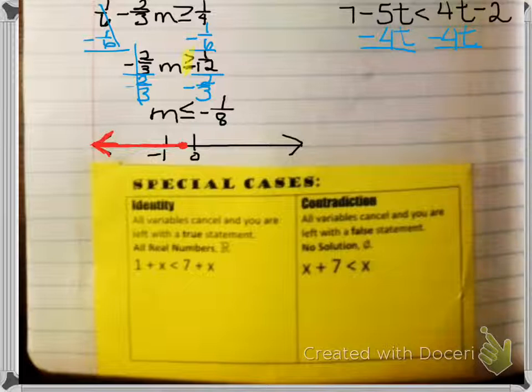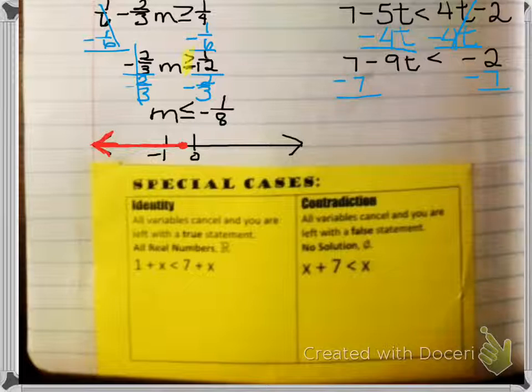So what we're left with on the left side is 7 minus 9t. No change to the inequality symbol. On the right side, the 4t terms have canceled out and we're left with a -2. Now to move the 7 to the other side, I'm going to use a -7 for both sides.